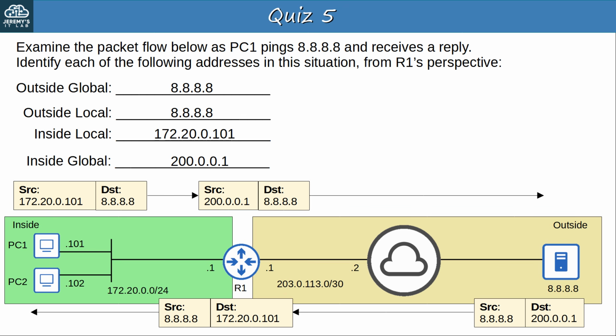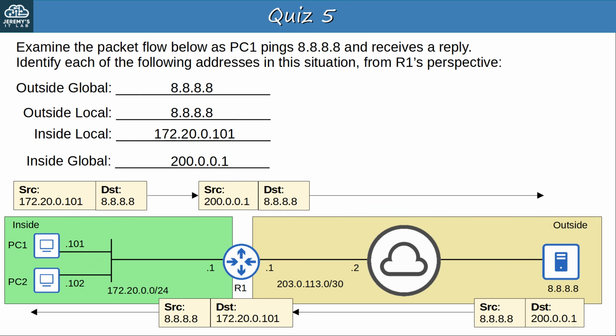And the inside global address is 200.0.0.1. That's the IP address of the inside host, PC1, from the perspective of the outside network. Once again, make sure you know these different terms well. If you're confused, go back in the video to review, try a Google search on the topic, and of course feel free to ask questions in the comment section.